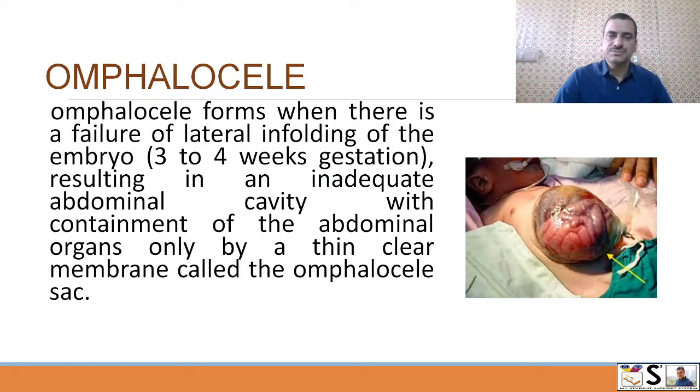Omphalocele forms when there is a failure of lateral infolding of the embryo that happens in the third to fourth week of gestation, resulting in an inadequate abdominal cavity with containment of abdominal organs only by a thin clear membrane called the omphalocele sac.